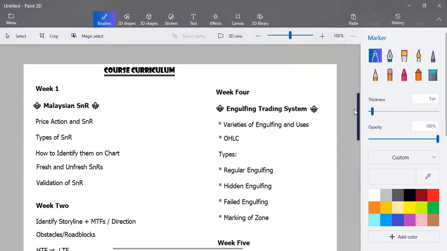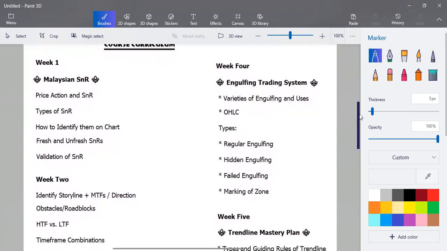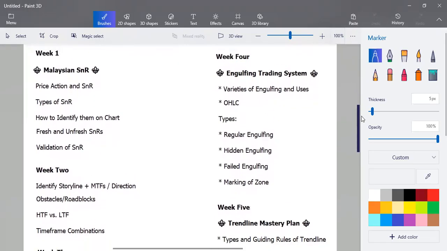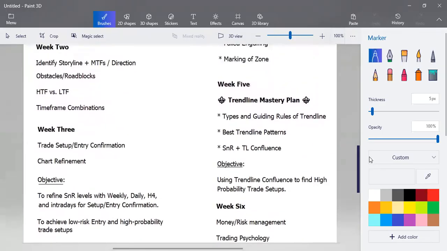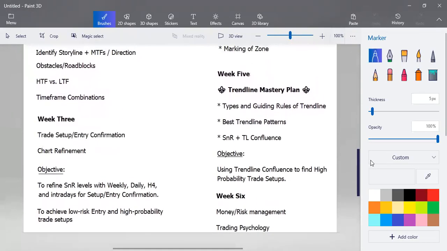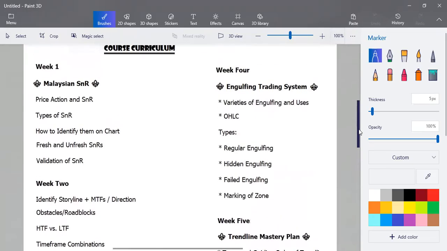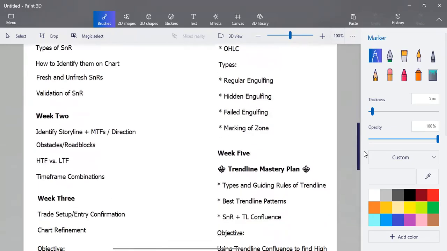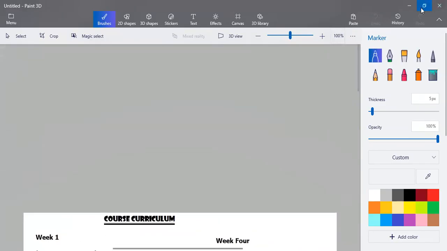Therefore, this is the curriculum. If you want to enroll for the mentorship, a private one-on-one mentorship class is what you get. We talk about the three patterns you are going to master and how to master them: SNR, mSnR, then engulfing, then trendline, before we give you the bonus package.